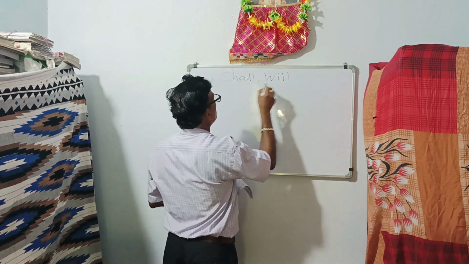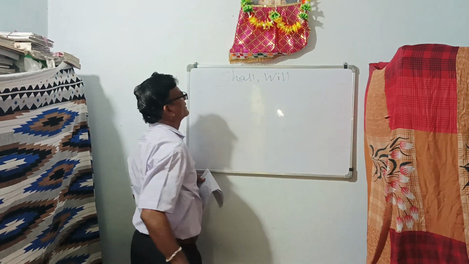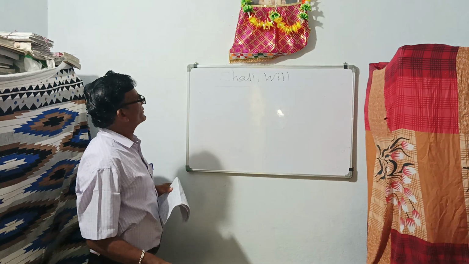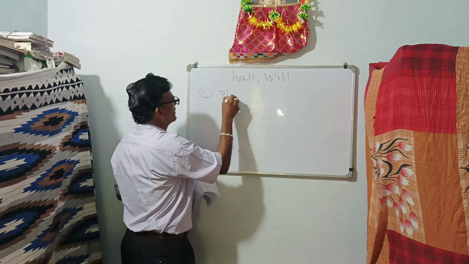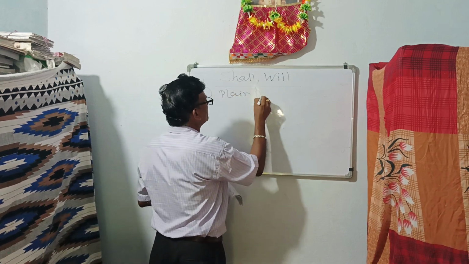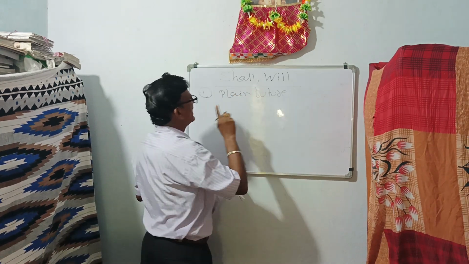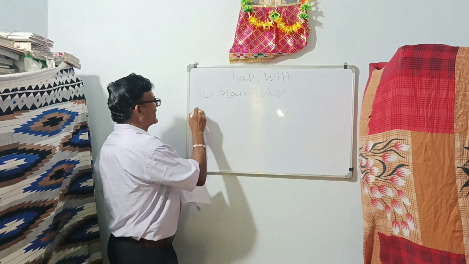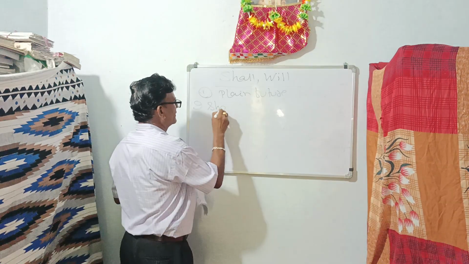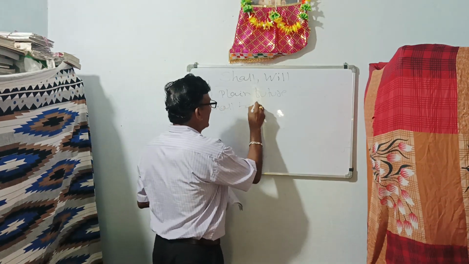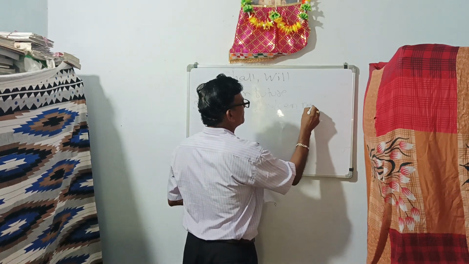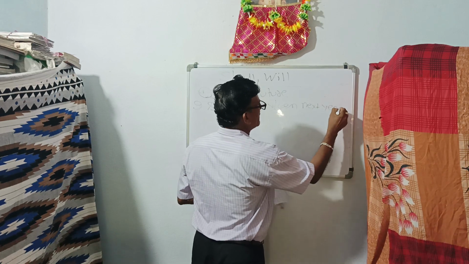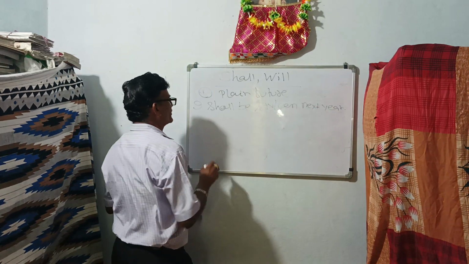These are two very important modal auxiliary verbs. They are used first for plain future. Shall is used for plain future. I shall be 16 next year.